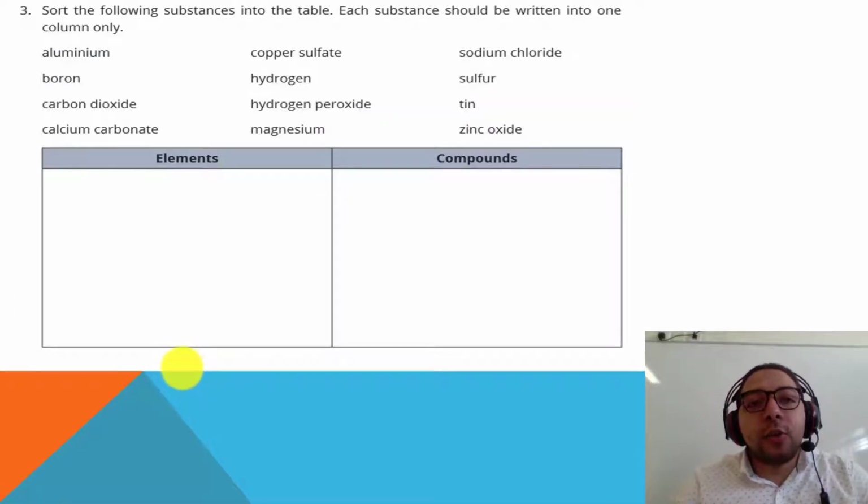Let's see the second question, or the third question. Third question over here, we have different substances. As you can see, all of these are substances, and what you need to do is to put them into an order, into elements or compounds. So I'm going to give you like 3 minutes in which you're going to use in order to place them in order. Elements for the element column and compounds for the compound column, and then we're going to revise the answers together.